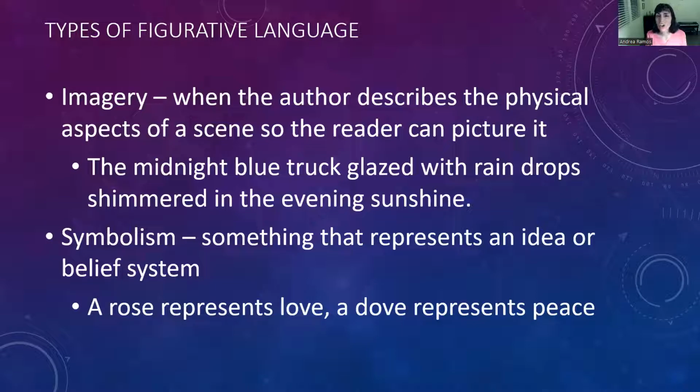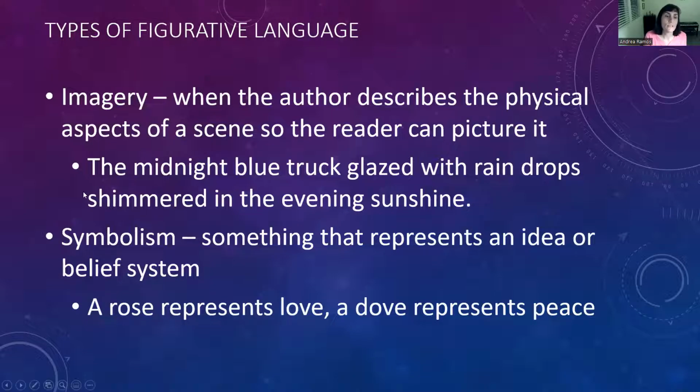Imagery is when the author describes the physical aspects of a scene so the reader can picture it. This appeals to your five senses: sight, smell, hearing, taste, and sense of touch. When you're describing a scene, you want to appeal to as many senses as possible in order to make the person listening or reading your description experience that scene in his or her mind.